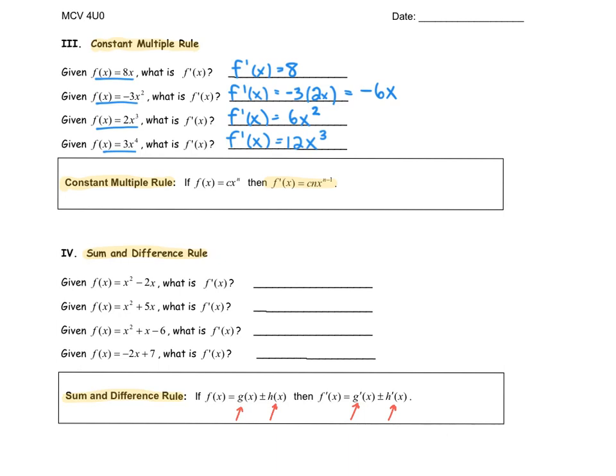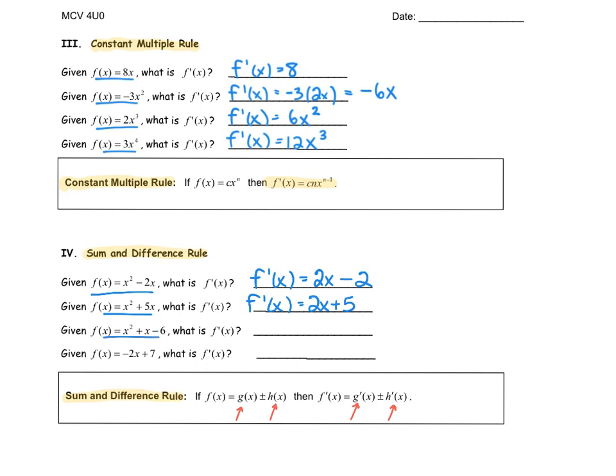Okay, so let's try the ones above. So here we have x squared minus 2x. The derivative of x squared is 2x, and the derivative of negative 2x, or subtract 2x, is minus 2. Try another one. You try that one. Pause the video and see if you can get it right. How'd you do? Let's do another one.